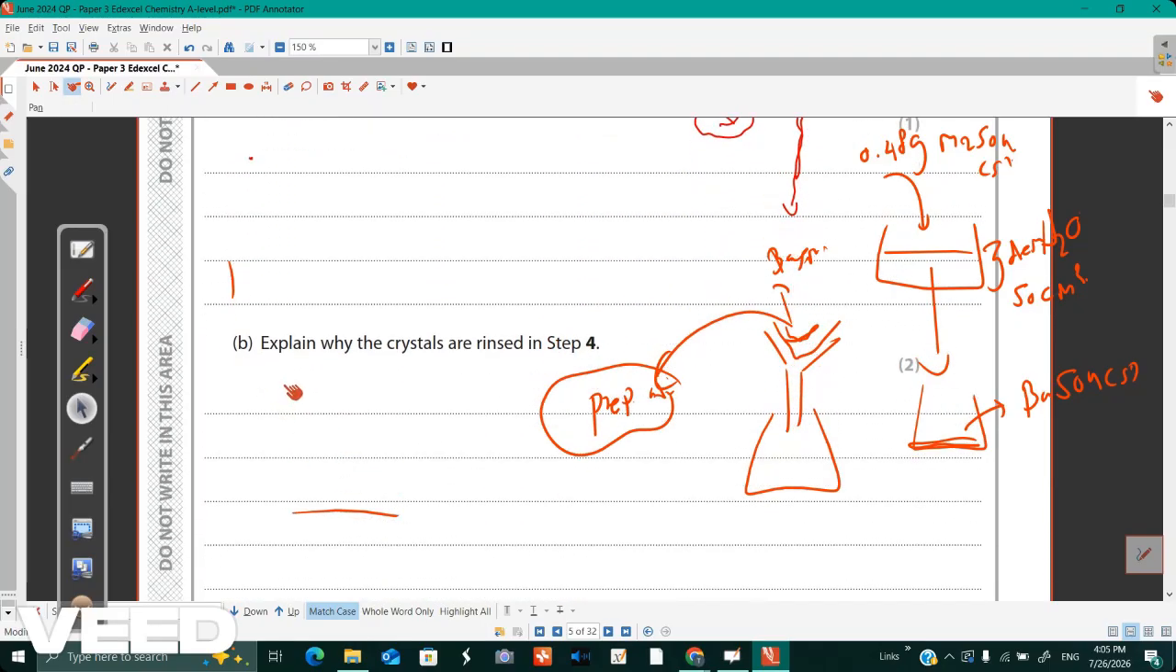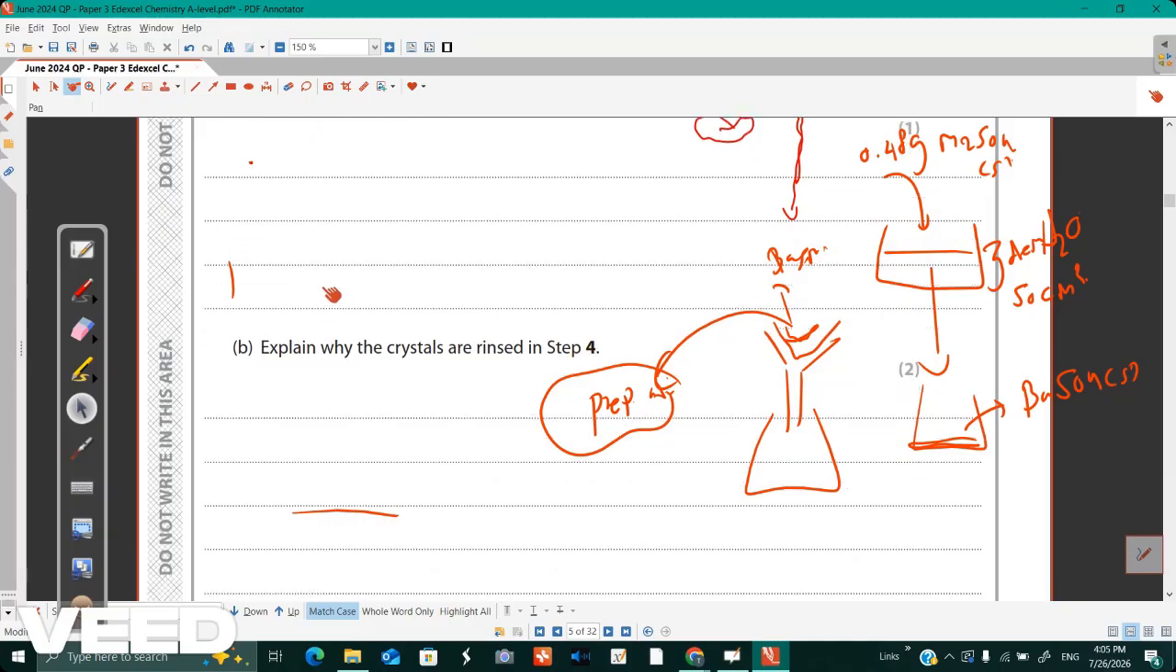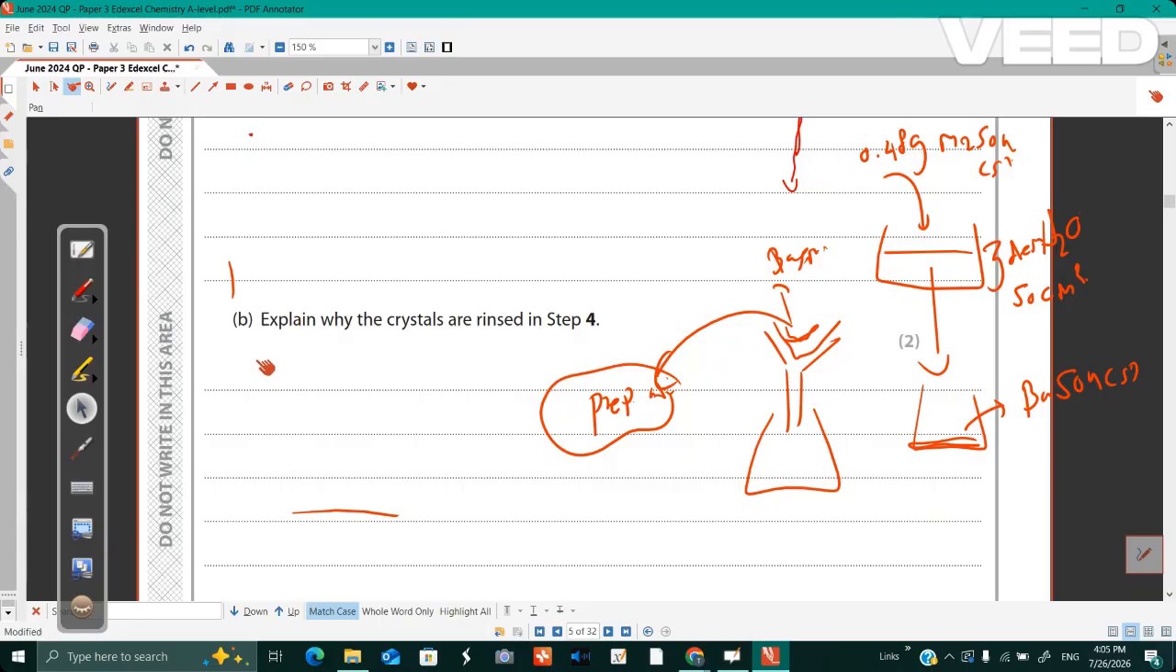Explain why the crystals are rinsed in step 4. Why are they rinsed? What do you think? Part B. So for part B, we wash it to remove excess barium chloride aqueous, right? Otherwise, with the solid you could have excess barium chloride aqueous.